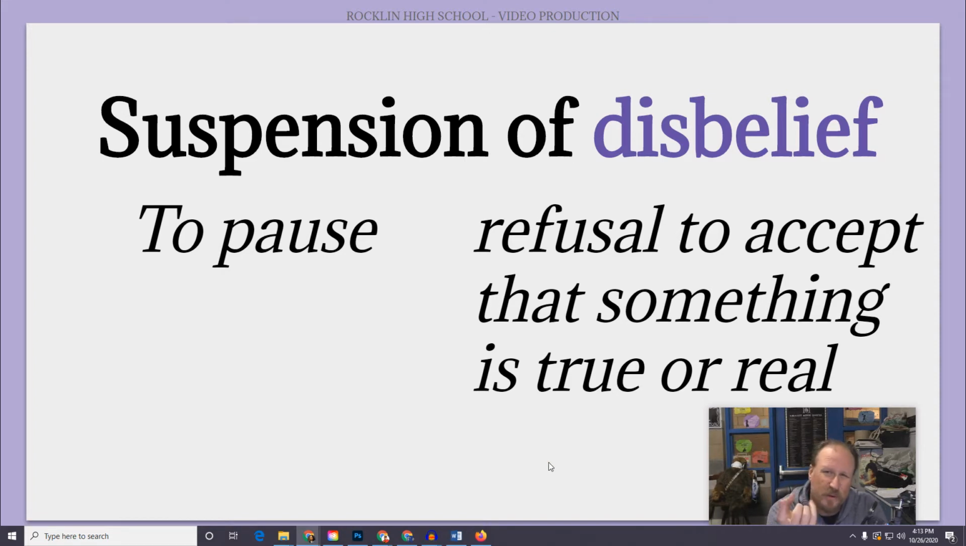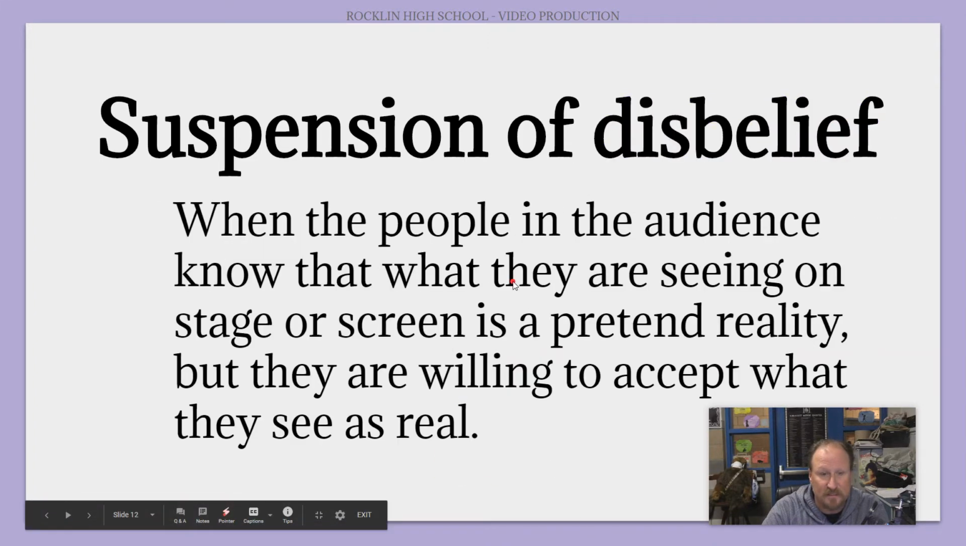Now, what's interesting here is we have 2 terms that are kind of both negative. Have you ever heard the thing, 2 negatives make a positive? That's kind of what's happening here. Suspend is a negative, like stop something, and the other one's a refusal of something. So what ultimately this means, folks, is here's the definition of suspension of disbelief.